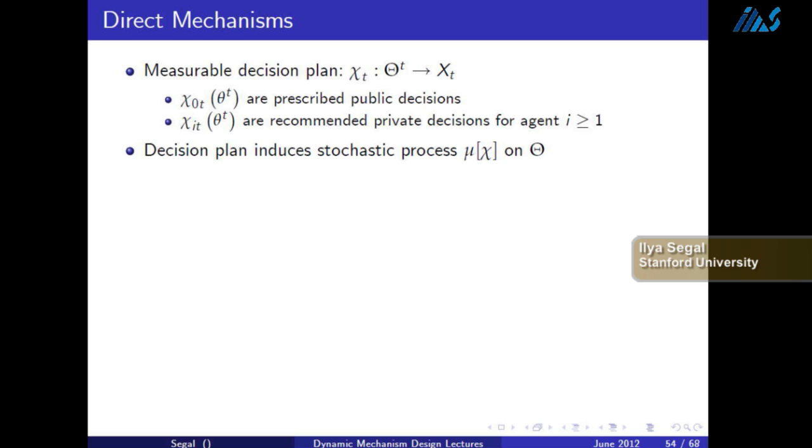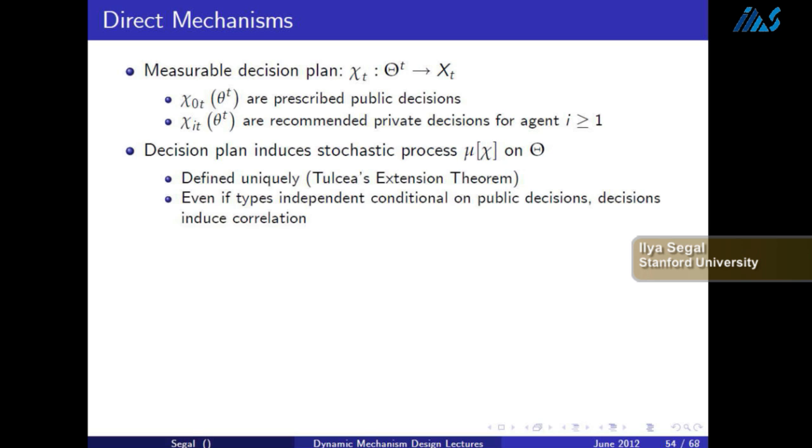So given a decision plan chi, that induces a stochastic process mu, which depends on chi in general, on the states. Uniquely defined as a technical issue. And as we actually discussed even when Sergio was here, we do allow for some kind of correlation between individual agents' types, but this correlation can come only through the public decisions. So we'll see where it matters.